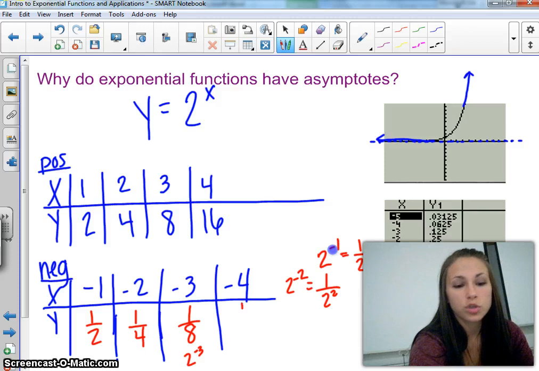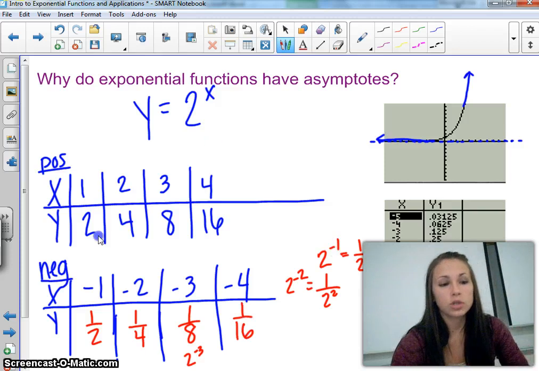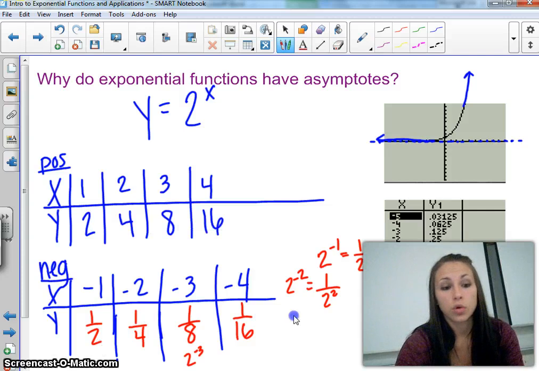2 to the -4 would just be 1 over 16. So all we're doing is just taking these numbers that we got here and sticking them in the bottom of a fraction with 1 on top. And so hopefully you can see that these fractions are just going to continue to get smaller.